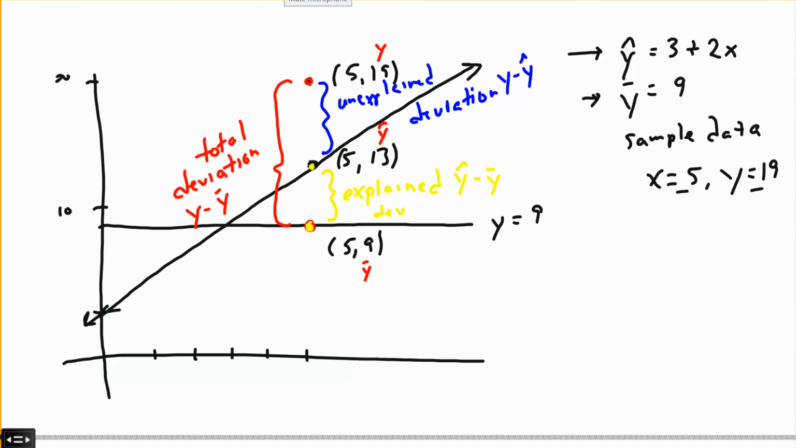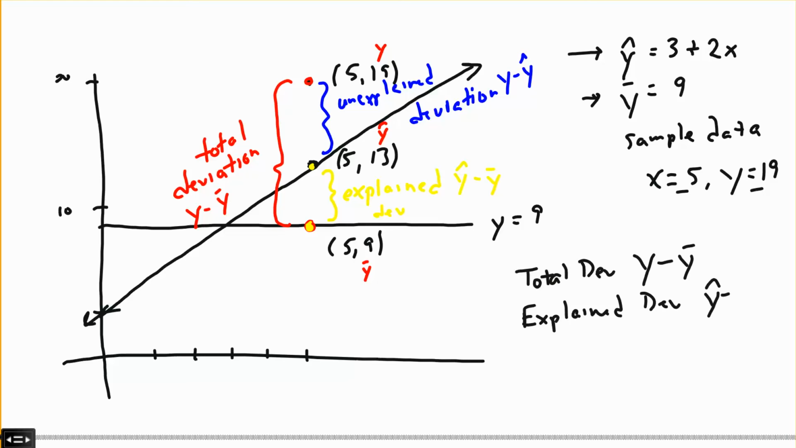Okay, so a real quick recap of that. The total deviation, that is y minus y bar. The explained deviation is the difference between our y hat and our y bar. And our unexplained deviation is the difference between y and y hat. We're going to see those in the next screen, what we're going to do with those.